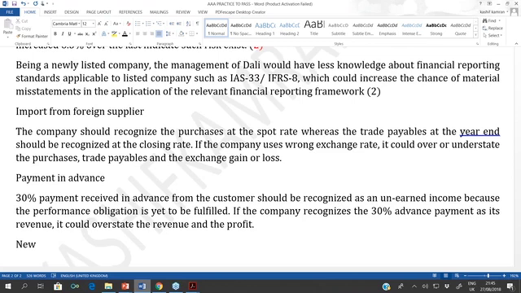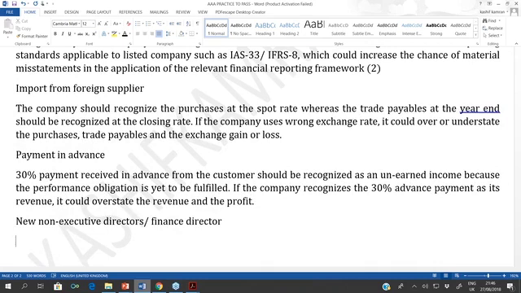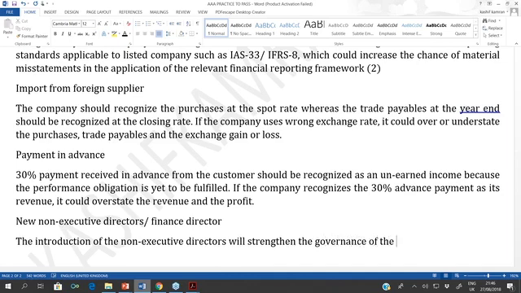New non-executive directors and new finance director. I'll write 2 paragraphs under this, right? One for non-executive directors and one for finance director. Both of them are new. Now I will tell the examiner that the introduction of the non-executive directors will strengthen the governance of the Dali company.